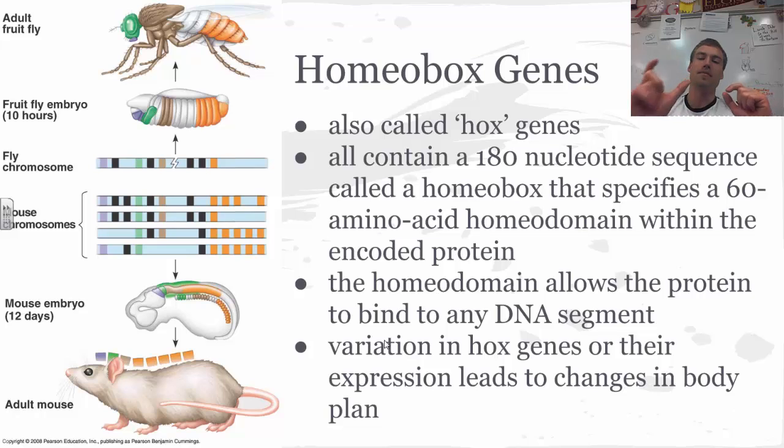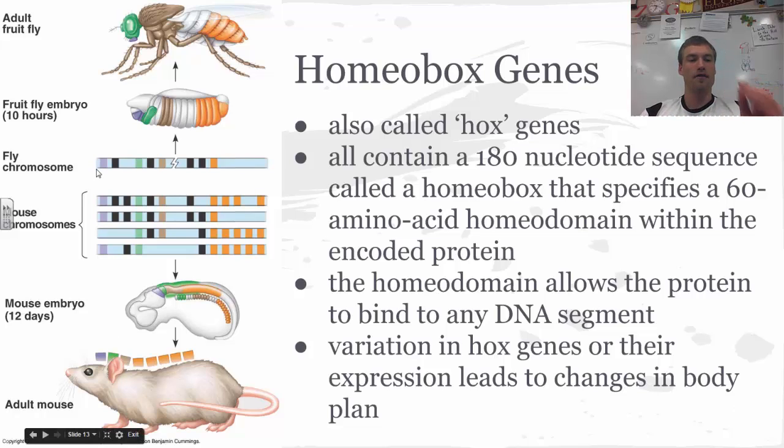And that domain in the protein allows whatever protein is created to bind to DNA, right? And so therefore, we have proteins that can bind to the DNA, and they can regulate the expression of different genes. And so variation in how the Hox genes are put together, the part outside of that 180 nucleotide homeobox, actually regulates different gene formation, right? So whether you have different sequences on either side of the homeobox, or different expression of those Hox genes, that can actually lead to changes in the body plan.